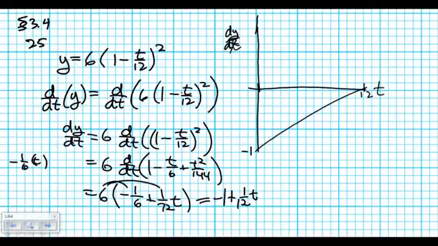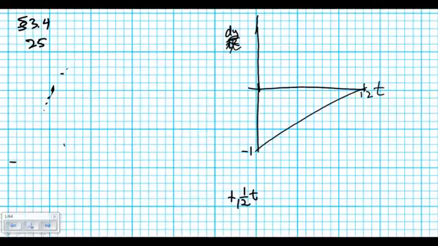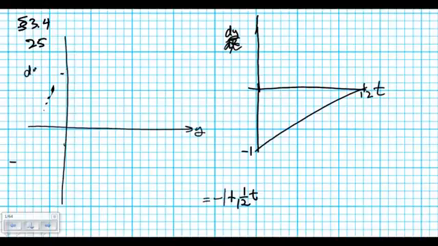Let me see if I can get this straight. So we want y on one axis and dy/dt on the other axis. When t is 0, I have to make a list here: t, y, and dy/dt. When t is 0, y is 6, because you plug in the 0, you get 6. And dy/dt is -1.